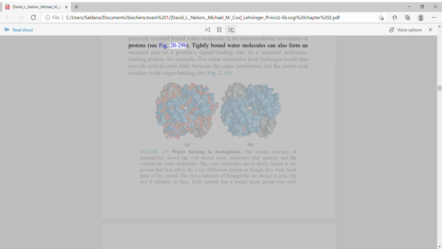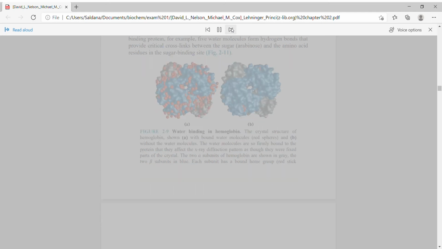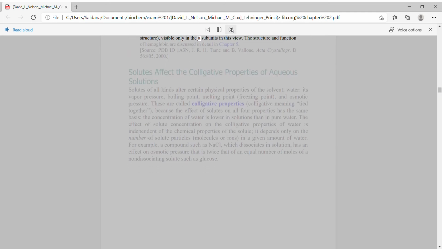Tightly bound water molecules can also form an essential part of a protein's ligand binding site. In a bacterial arabinose binding protein, for example, 5 water molecules form hydrogen bonds that provide critical crosslinks between the sugar, arabinose, and the amino acid residues in the sugar binding site, Fig. 2-11. Figure 2-9: water binding structure, visible only in the beta.